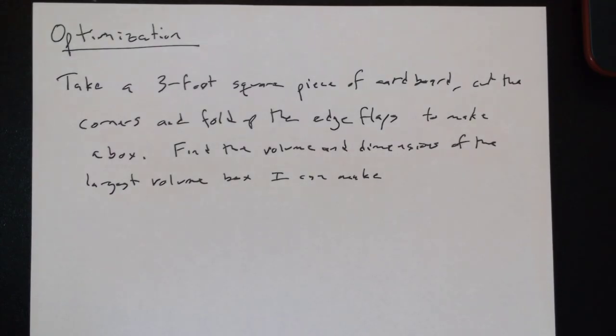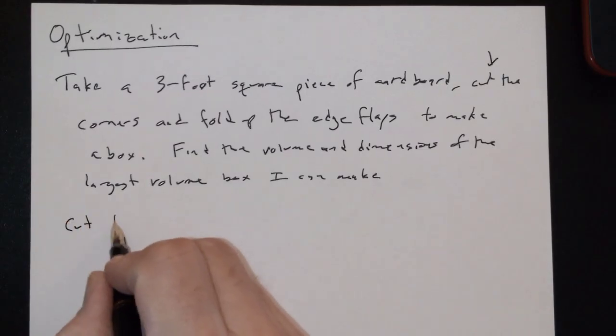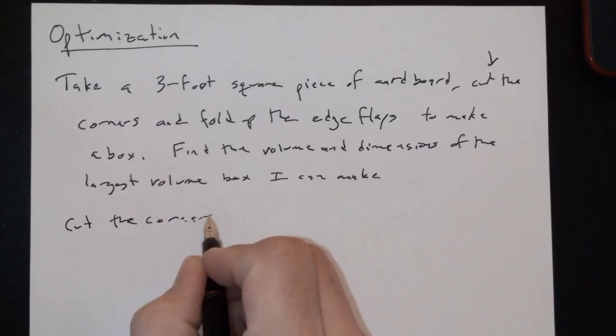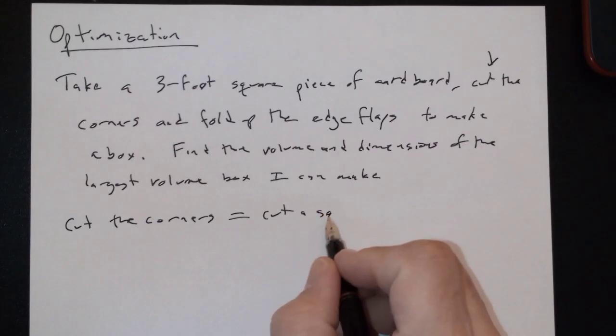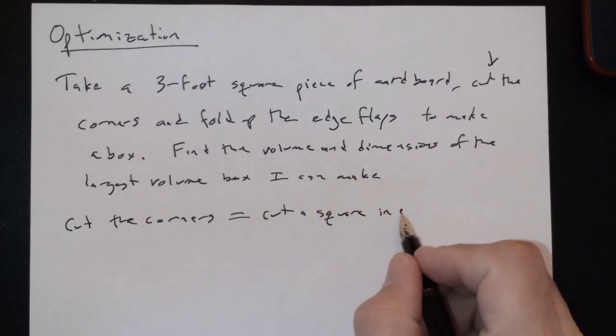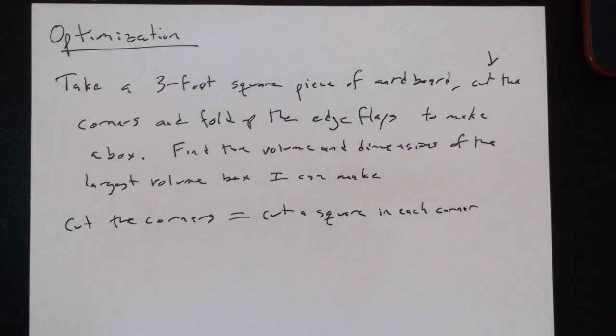I'm going to be a slight bit more pedantic here. When I say cut the corners, I mean to cut a square in each corner. So I'm going to cut a square in each corner. That's going to leave 4 little flaps, which I will then fold up. I'll use the leftover bit from the square to tape it to the other side, and I'll get a box.